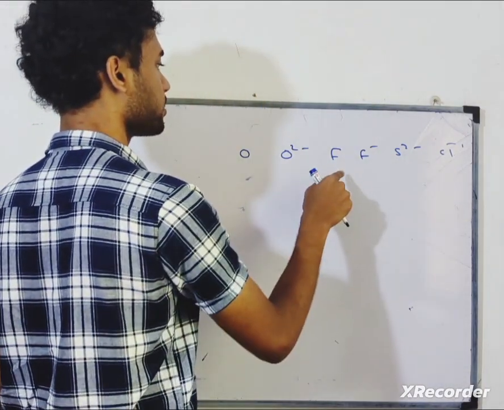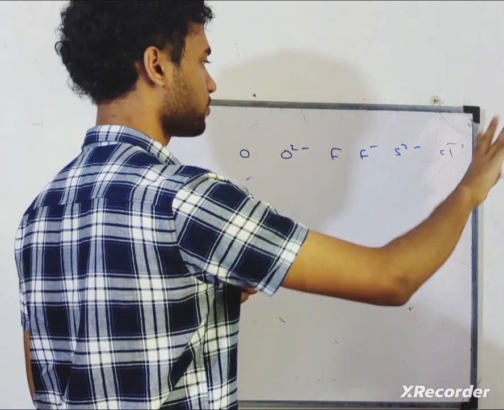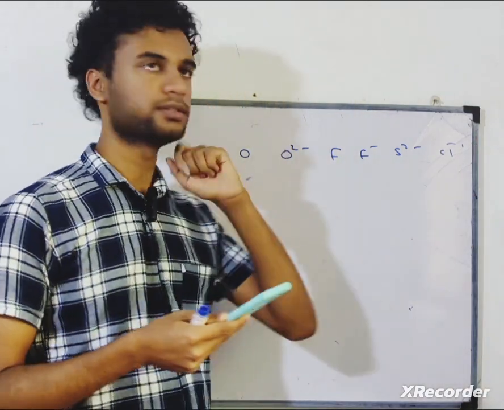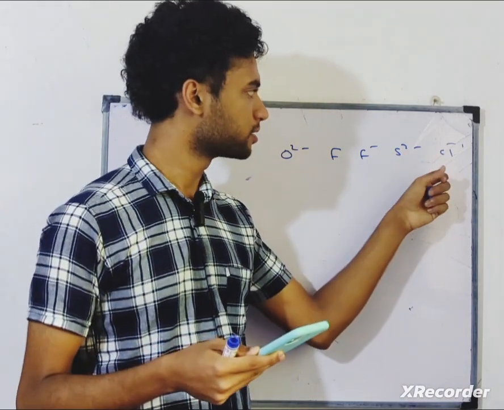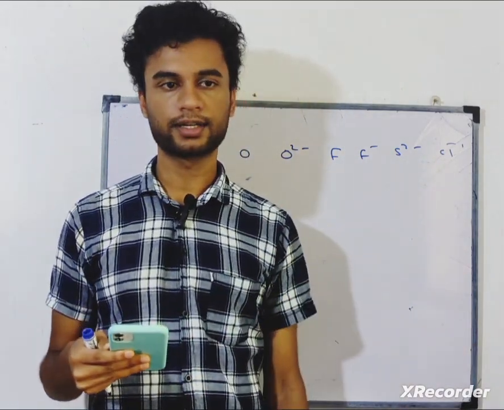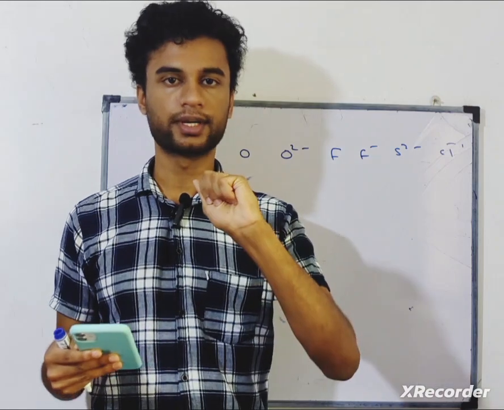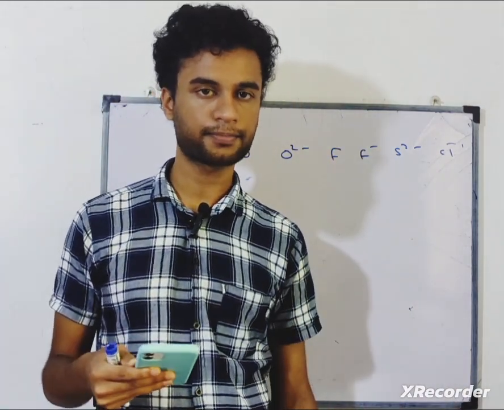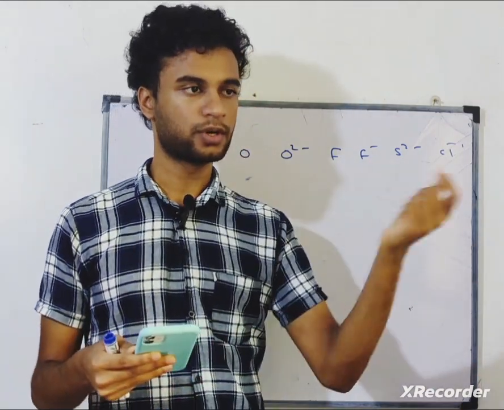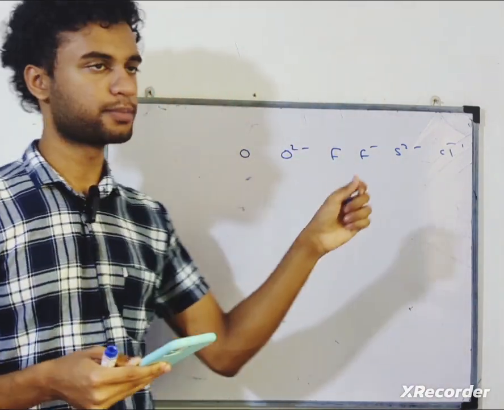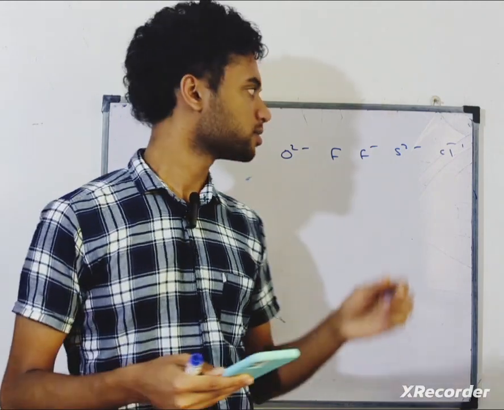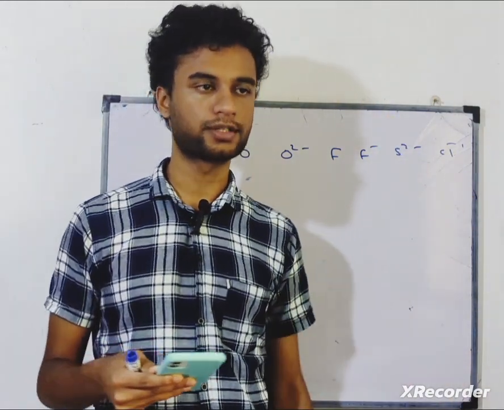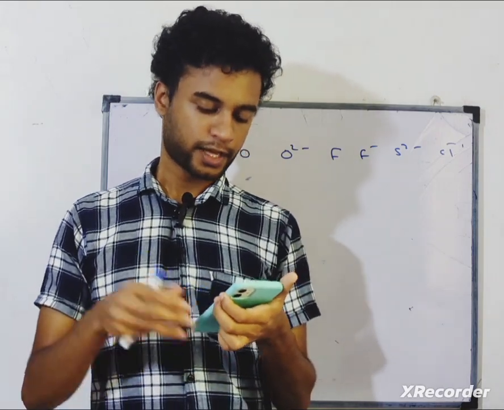Sulfur, chlorine, fluorine, oxygen. Forget about the anions first. Now, general thinking: sulfur and chlorine belong to the third period, while oxygen and fluorine belong to the second period. So you know that sulfur and chlorine should have higher atomic radii than oxygen and fluorine. That should be understood.